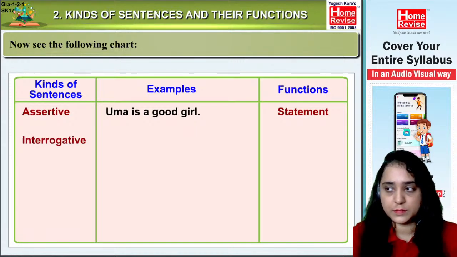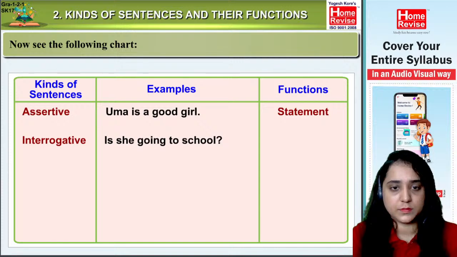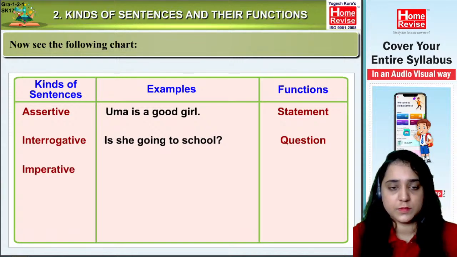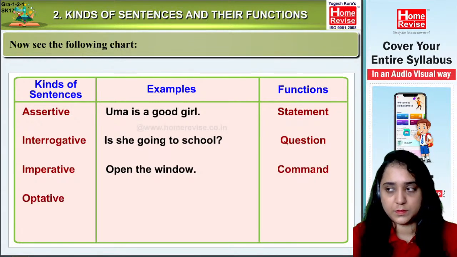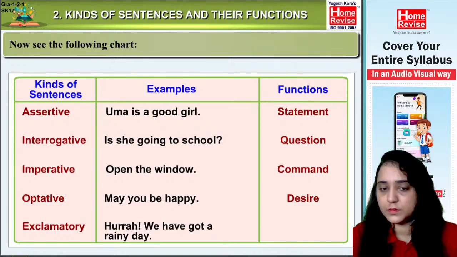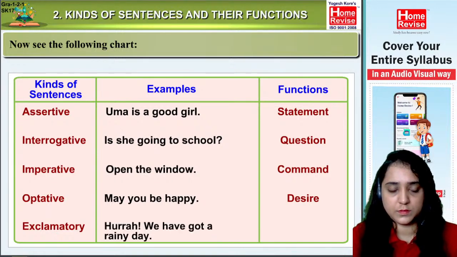Interrogative sentence, example, is she going to school? Its function is that of a question. Imperative sentence, example, open the window. Its function is a command. Optative sentence, example, may you be happy. Its function is that of a desire. Exclamatory sentence, hurrah! We have got a rainy day. Its function is that of an emotion.